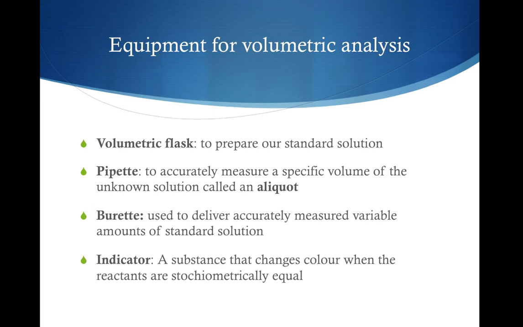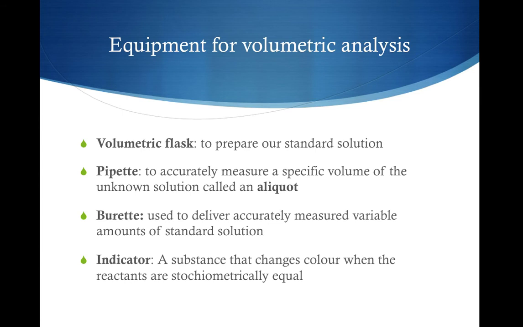We use some special equipment for volumetric analysis. We've got a volumetric flask that we make our standard solution in. We then have a pipette. The pipette is used to measure a specific volume, normally of the unknown solution. That specific volume we call our aliquot. So the aliquot is the name for what we put in from the pipette.